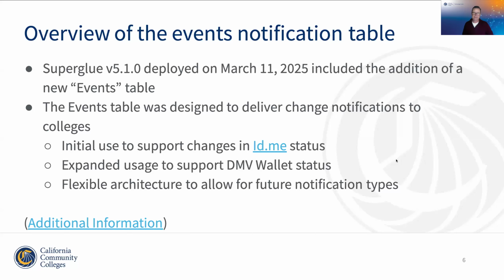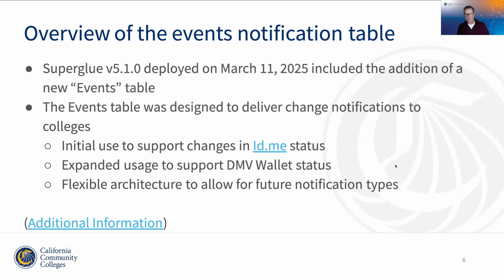So in March of this year, we deployed SuperGlue 5.1.0 and included the addition of a new events table. This events table was set up to allow us to send events to colleges based on changes in data that we receive and we think are important. Our initial rollout of this was for ID.me status. Students don't have to go through ID.me initially. They can come back to it later on. So we needed to create a flexible architecture that would allow for this.